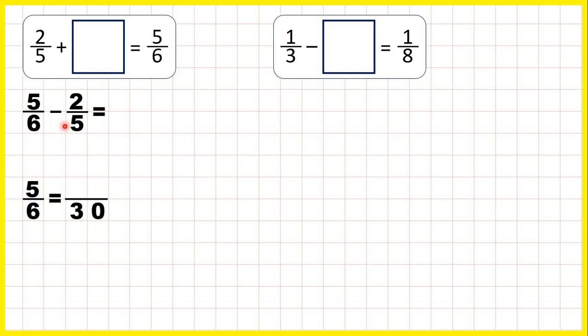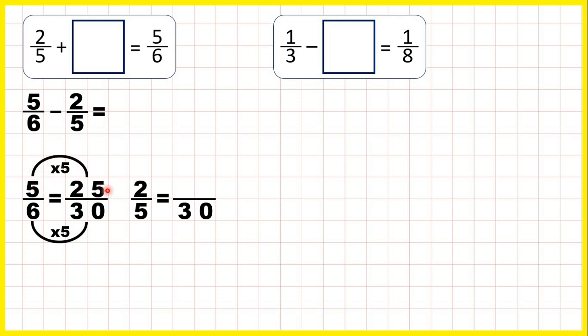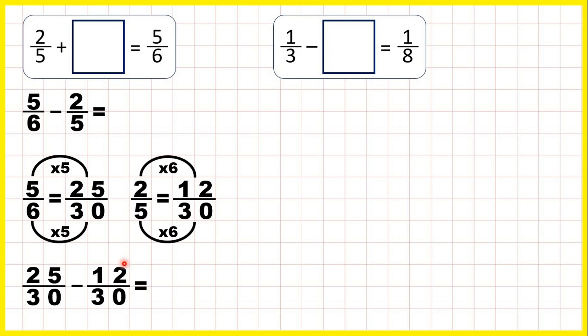30 is in both the 6 and the 5 times tables, so we can find equivalent fractions to 5/6 and 2/5 with a denominator of 30. 6 times 5 is 30, 5 times 5 is 25, 5 times 6 is 30, and 2 times 6 is 12. So instead of 5/6, we can write 25 over 30, and instead of subtracting 2/5, we can subtract 12 over 30. Now when we're subtracting, the denominator stays the same. 25 minus 12 is 13, so our missing fraction is 13 over 30.